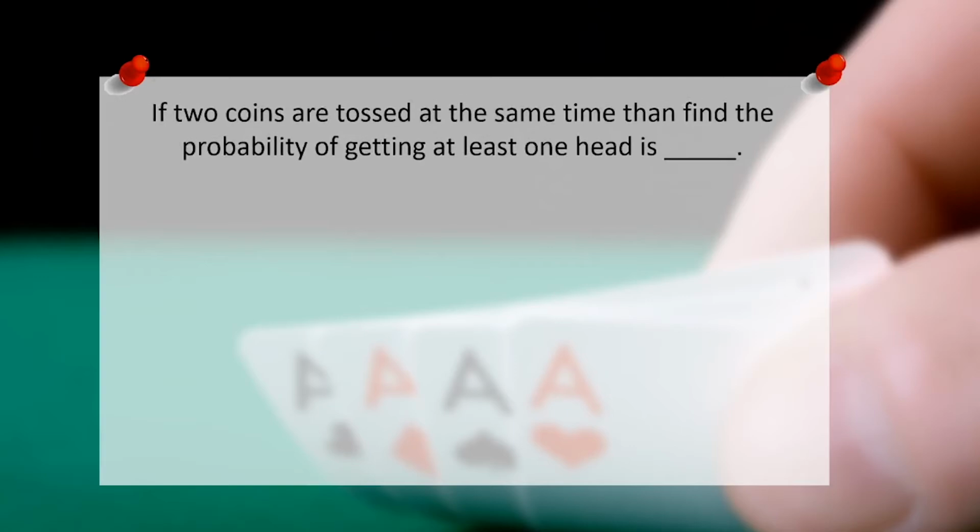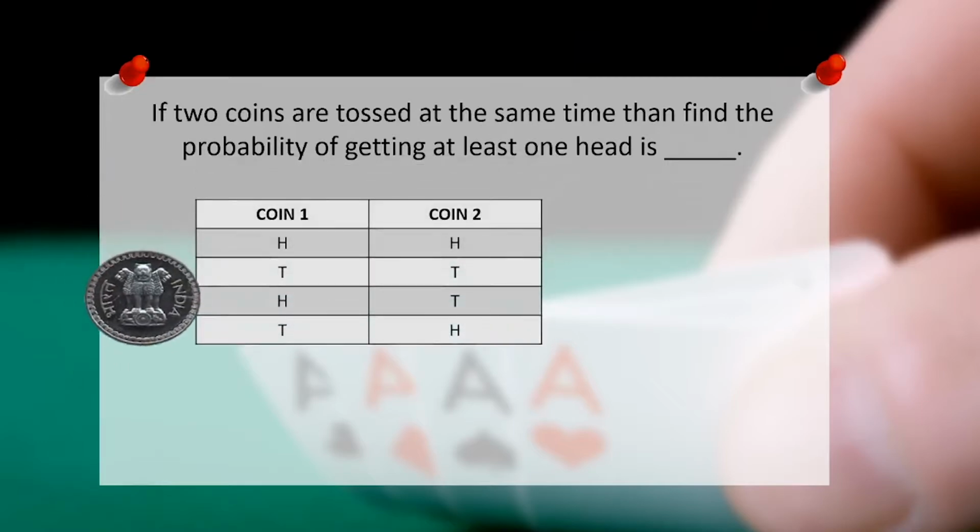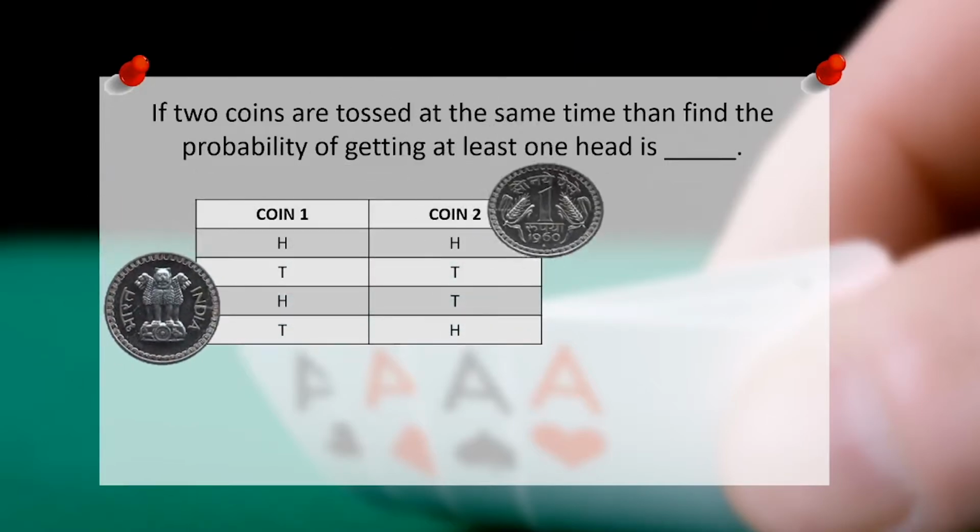Now, if two coins are tossed at the same time, then find the probability of getting at least one head. Okay, so what is happening? There are two coins that are being tossed. Now what are we asking? What is the probability of getting at least one head?